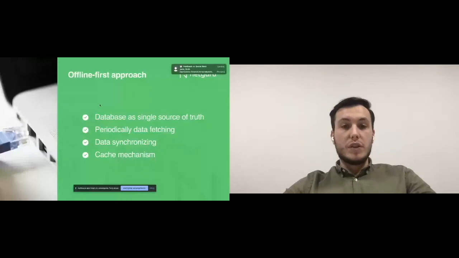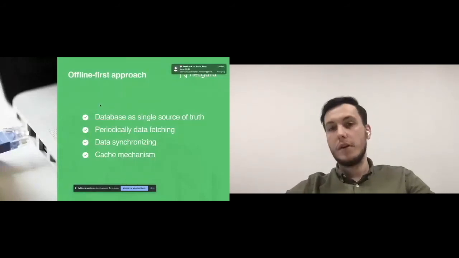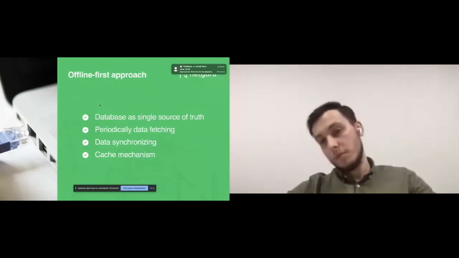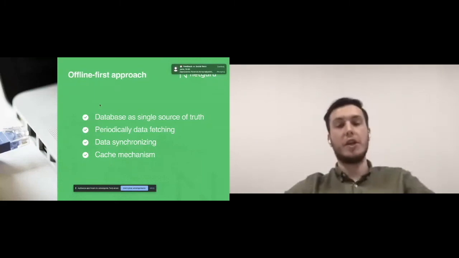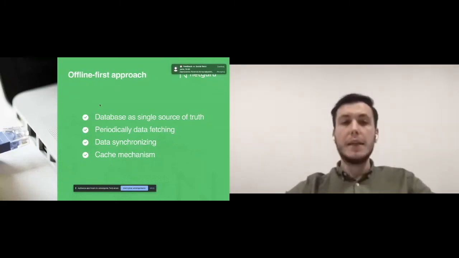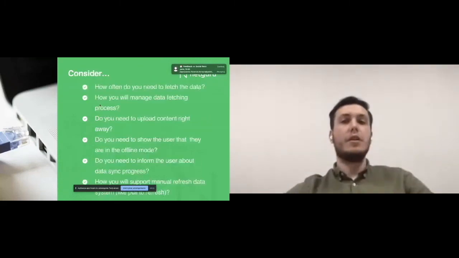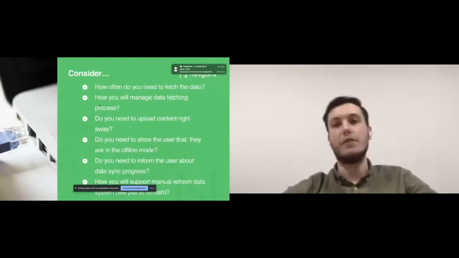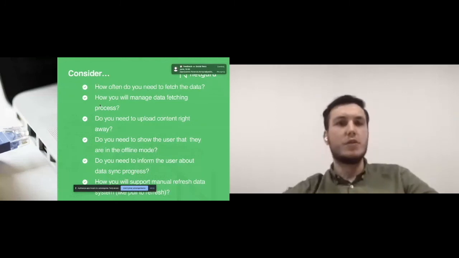So to sum up, you need to have a database, a single source of truth, periodic or on-demand data fetching, data synchronizing, and optionally, but nice to have, a cache mechanism. And I would really love to end this presentation. So that's everything you need to know, but that's not true.